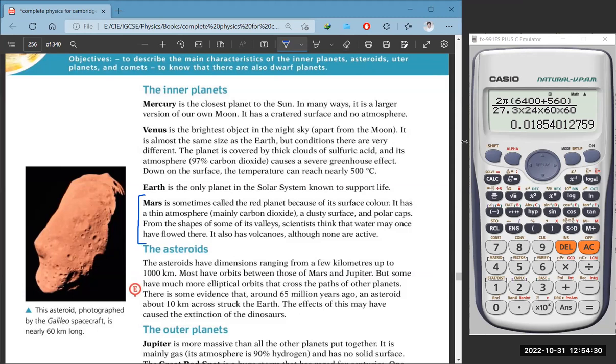Okay. Mars is sometimes called the red planet because of its surface color. It has a thin atmosphere, mainly carbon dioxide, a dusty surface, and polar caps. From the shapes of some of its valleys, scientists think that water may once have flowed there. It also has volcanoes, although none are active.